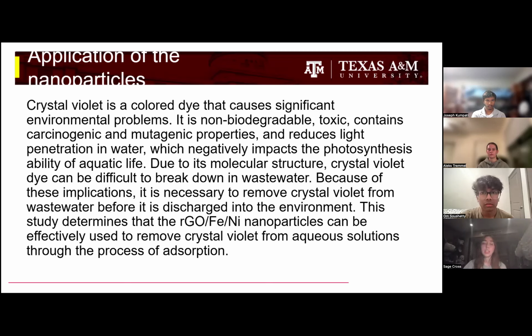Because of all these negative effects it can have on the environment, it's vital and necessary that we're able to remove this from wastewater before it's discharged into the environment. So this study determines that the reduced graphene oxide, iron, and nickel nanoparticles are able to effectively be used to remove crystal violet from aqueous solutions through the process of adsorption.